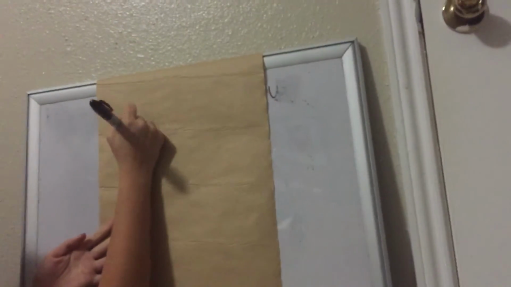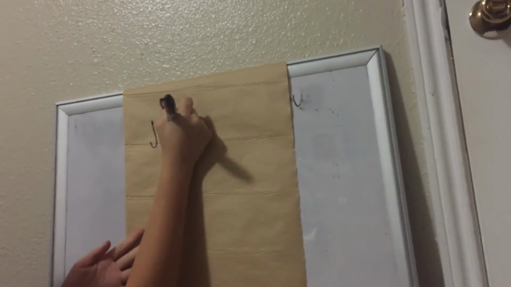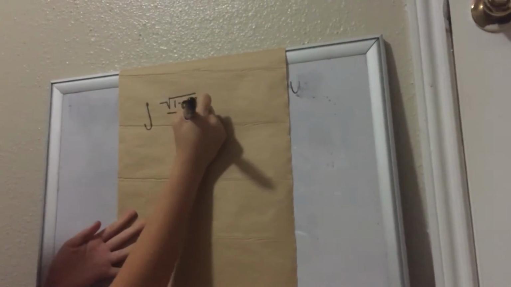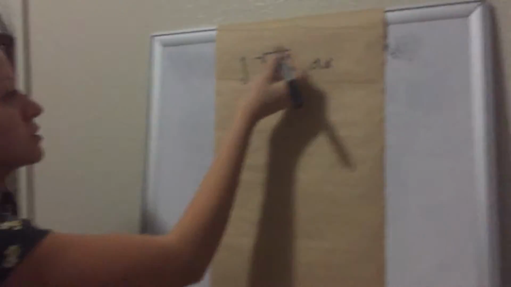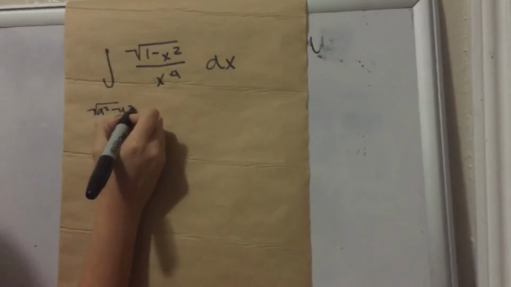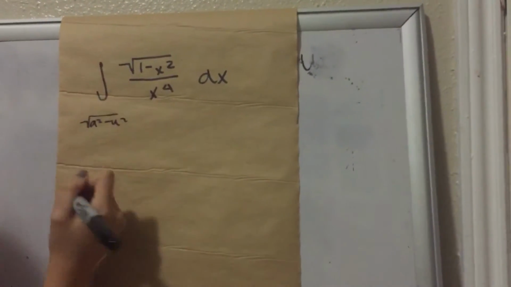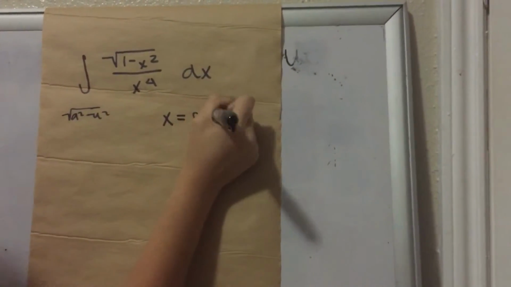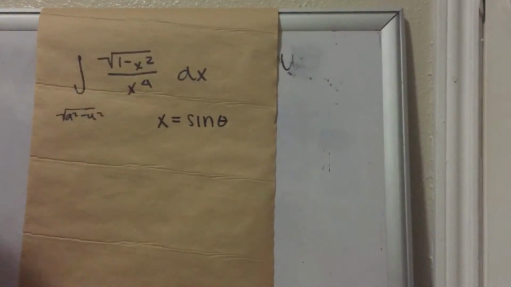So, trig substitution is often not used on its own. We're going to show an example of trig substitution that has both trig substitution and regular substitution. So we have the integral of the square root of 1 minus x squared over x to the 4th dx. Okay, so first part is, we see this, it's in the form of a squared minus u squared. So therefore, we have x is going to be equal to sine theta. That is our first part.